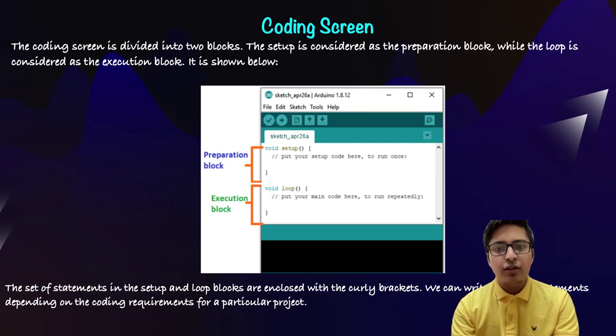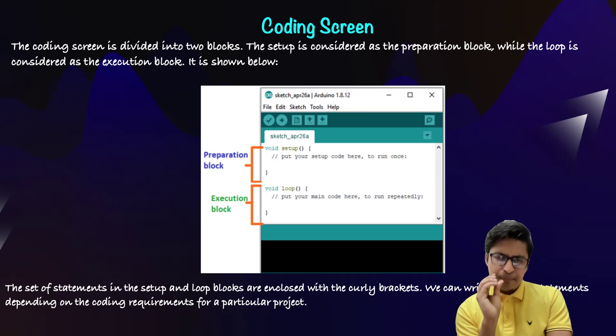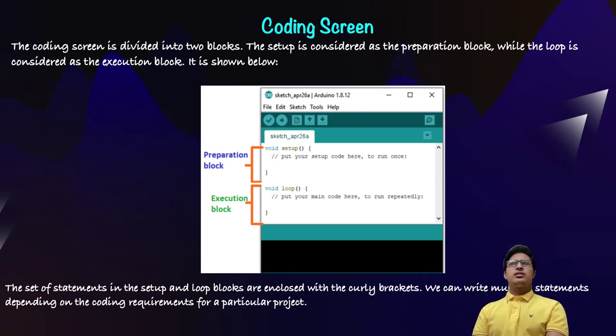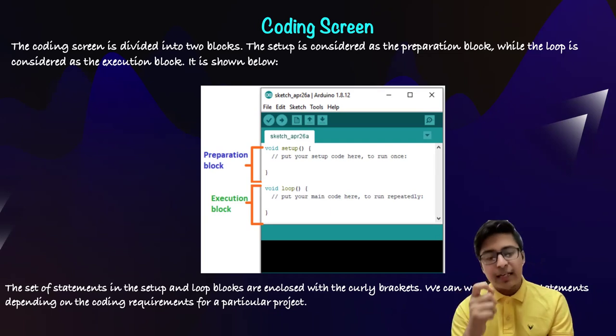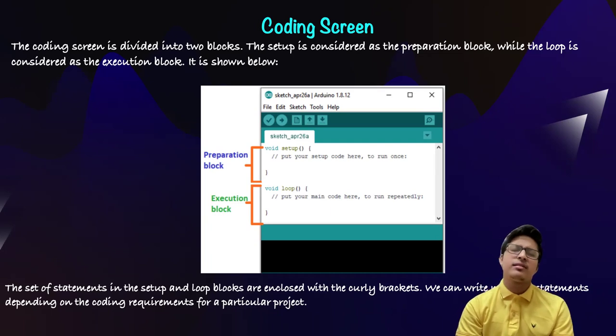It's written, put your setup code here to run once. That means this part of the code, or I should call it this code snippet, will run only once, and it will set up your Arduino board and your pins. Here we basically mention the pins and all. I'll be showing you in the further future classes.